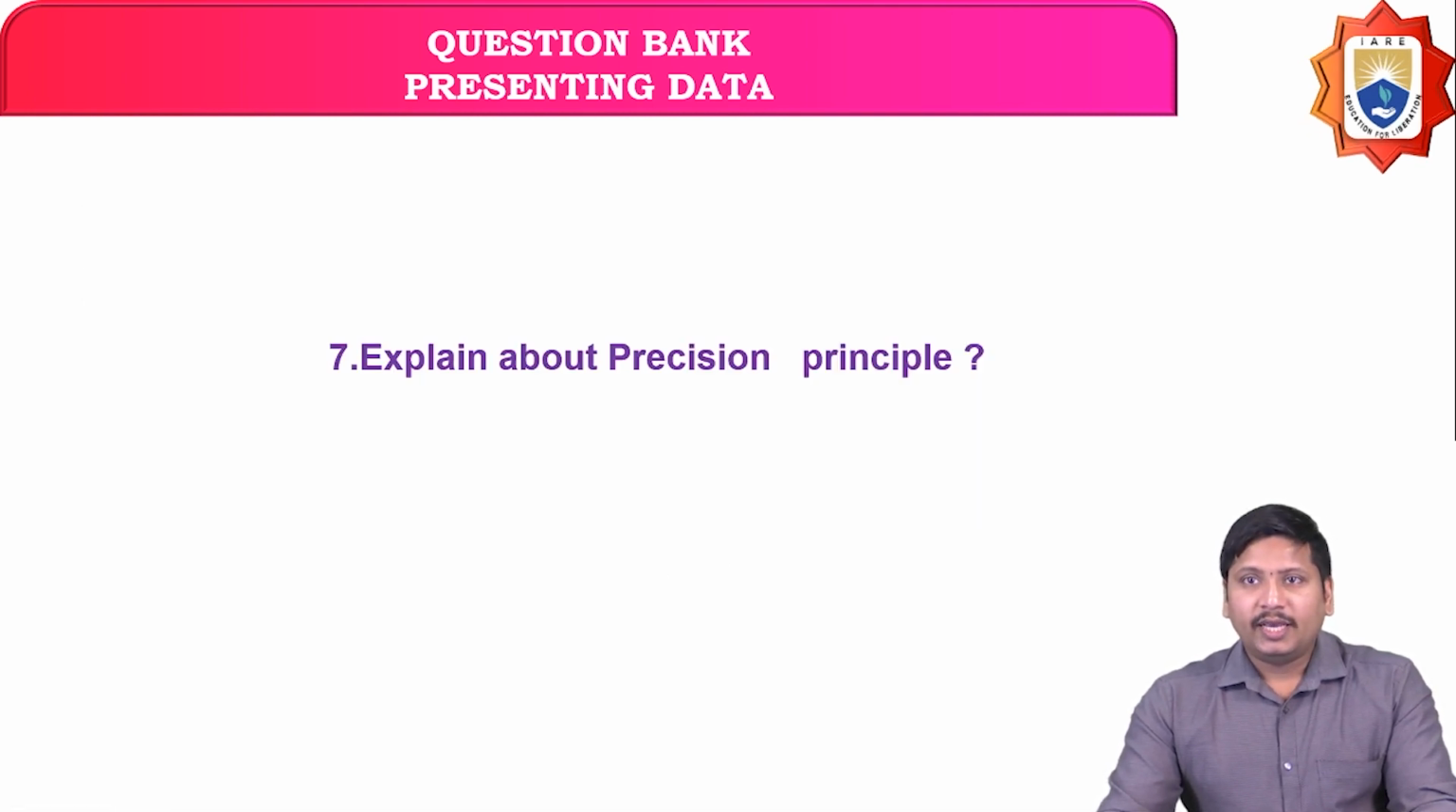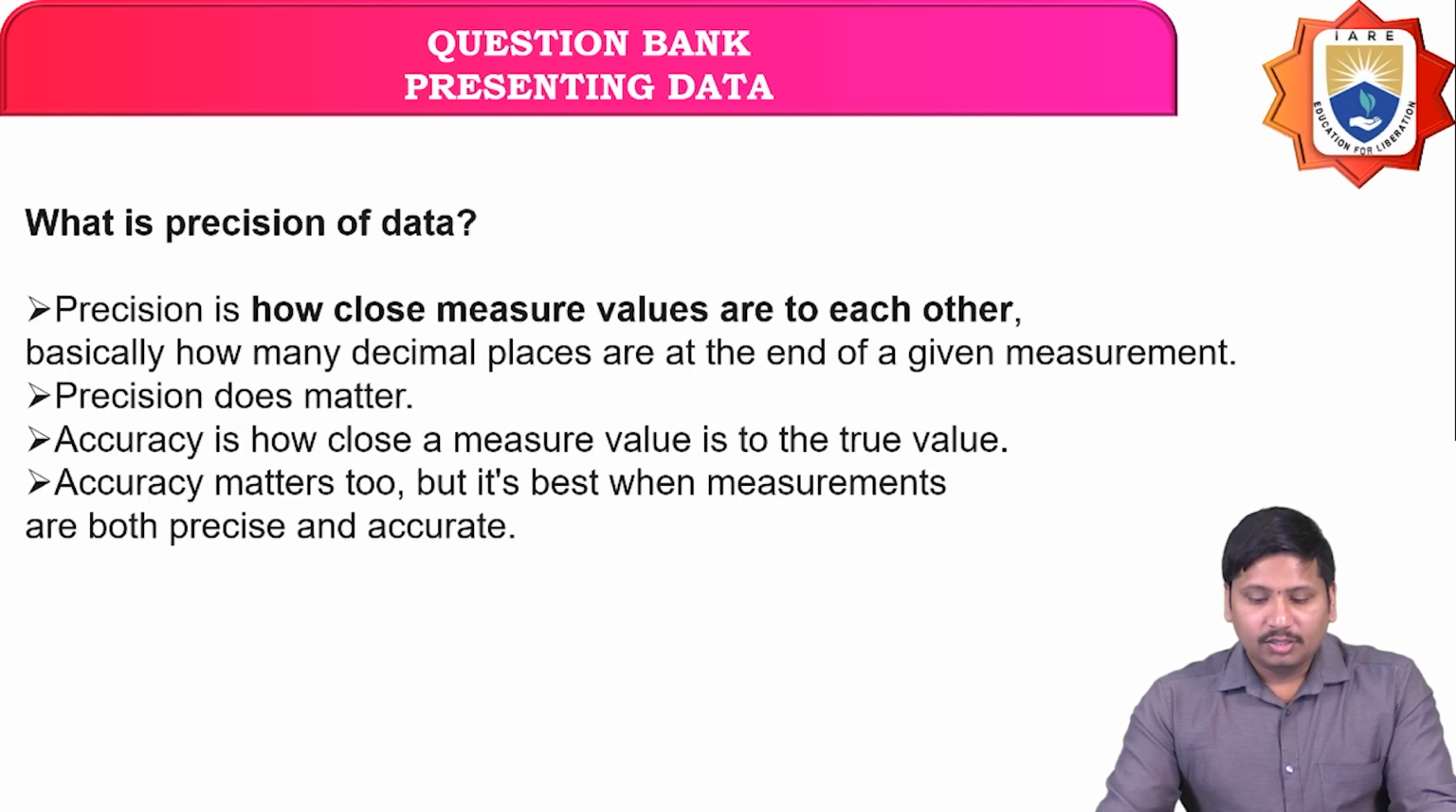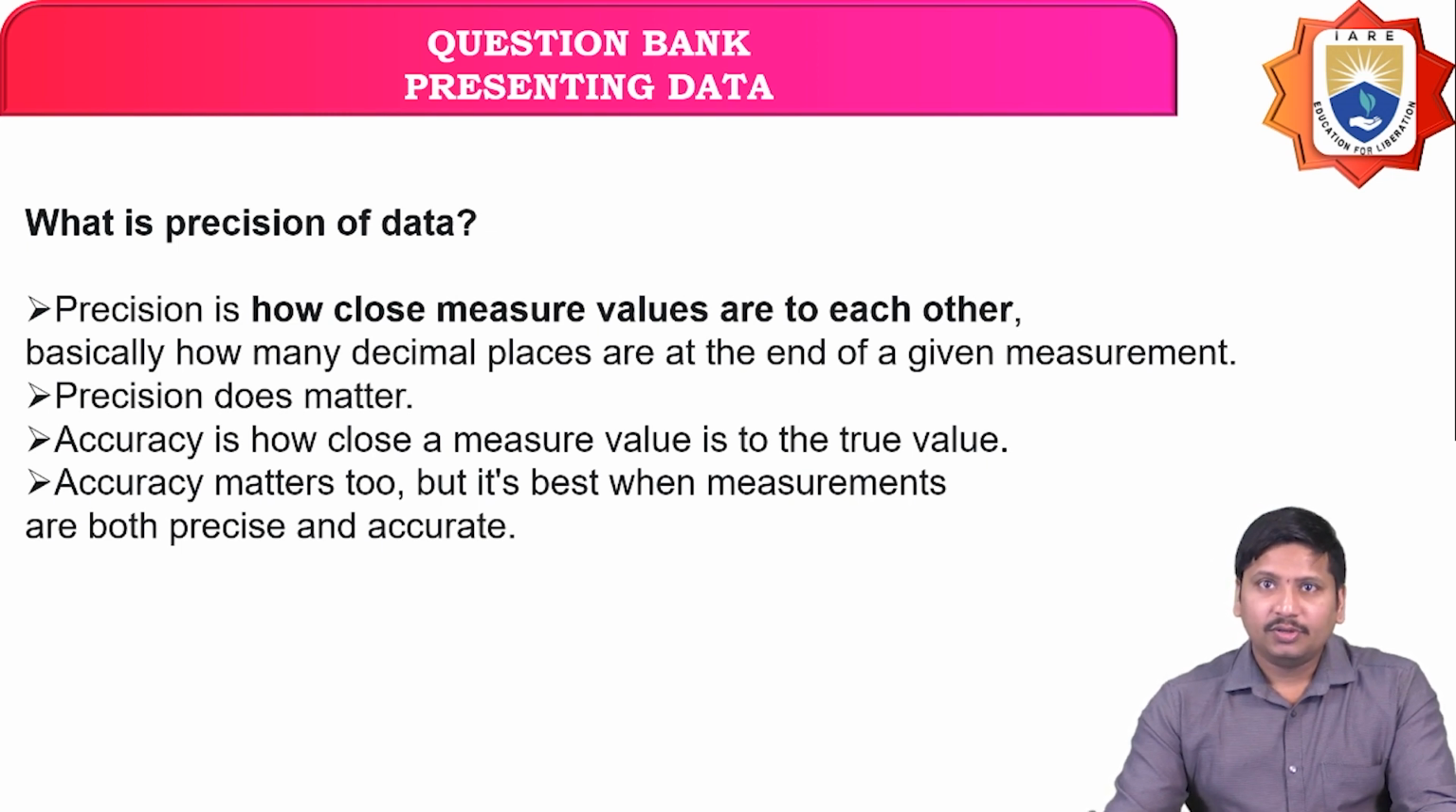And the next one explains the precision principle. Precision is also very important for presenting data. To do that, we have to know what the precision of the data is. Precision is how close measured values are to each other. Basically, how many decimal places are at the end of the given experiment.